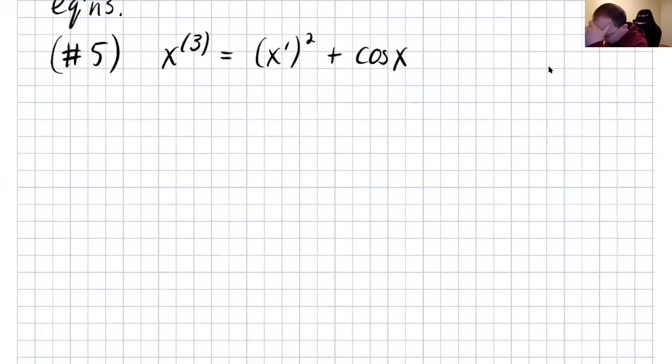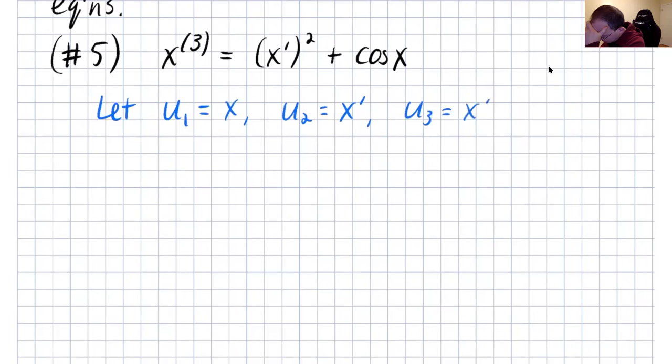Okay, so let's see. We're going to let u1 be equal to x, and we'll let u2 be equal to x prime, and u3 will be equal to x double prime. And now we should be good because x triple prime, or the third derivative of x, is going to be equal to the first derivative of u3. So we will now be able to get rid of all of the higher order derivatives and replace them with just first order derivatives.